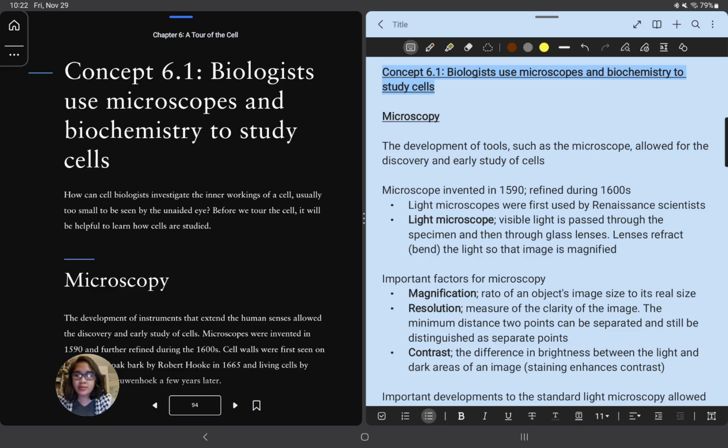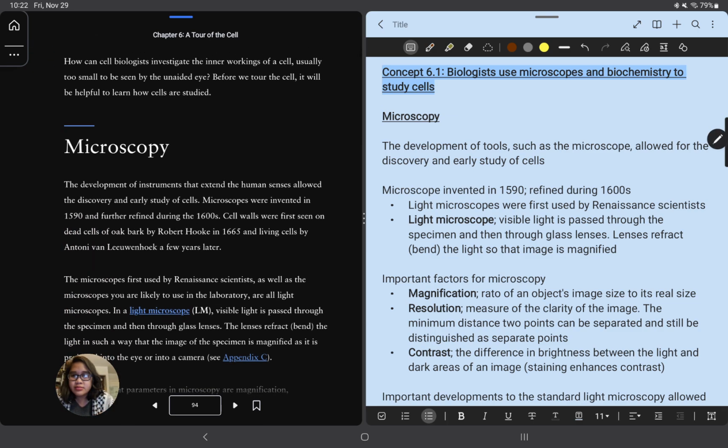Concept 6.1. Biologists use microscopes and biochemistry to study cells. How can cell biologists investigate the inner workings of a cell, usually too small to be seen by the unaided eye? Before we tour the cell, it will be helpful to learn how cells are studied.